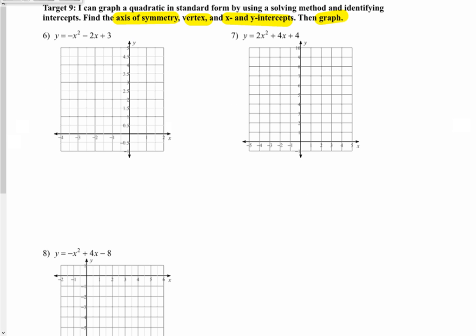On the back, we have target number 9, so now we're graphing in that standard form. We no longer have those parentheses.